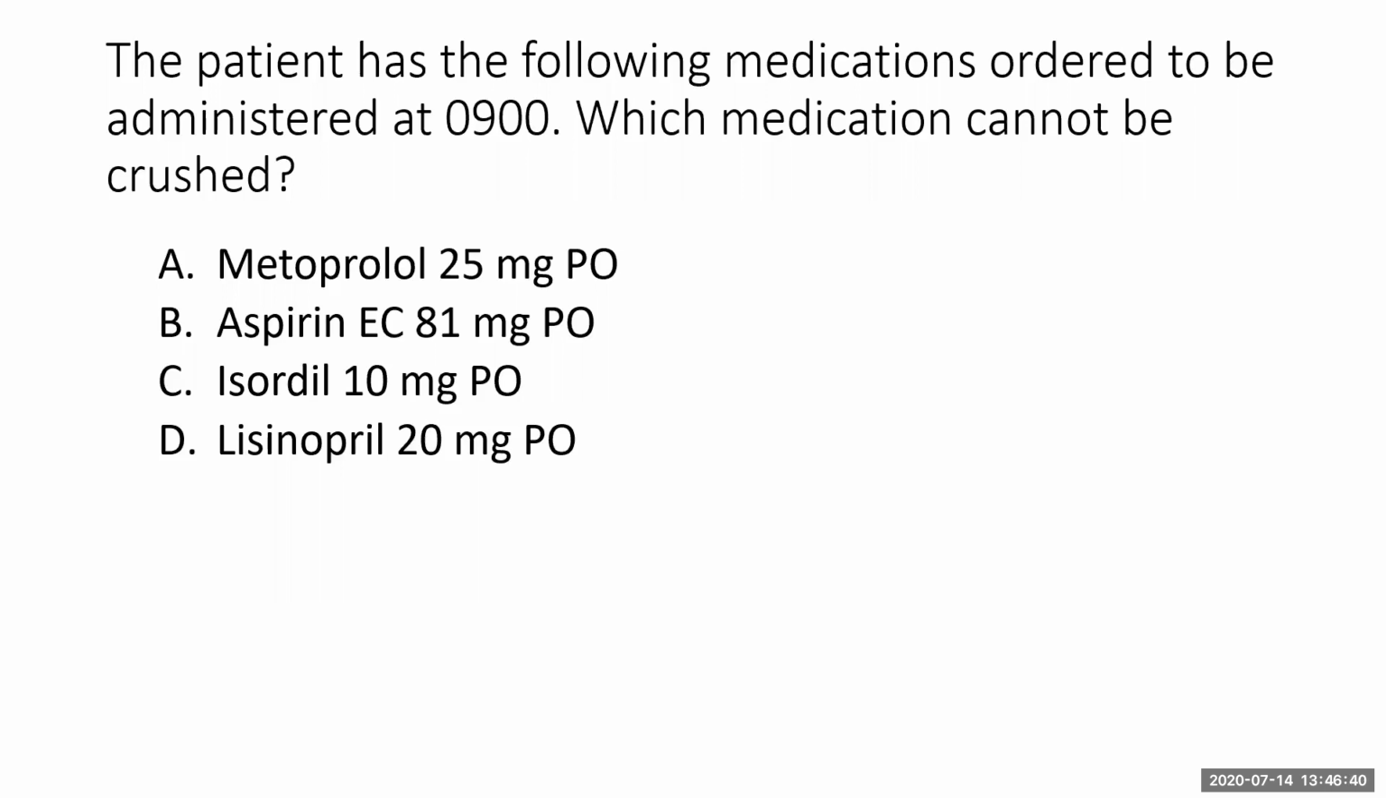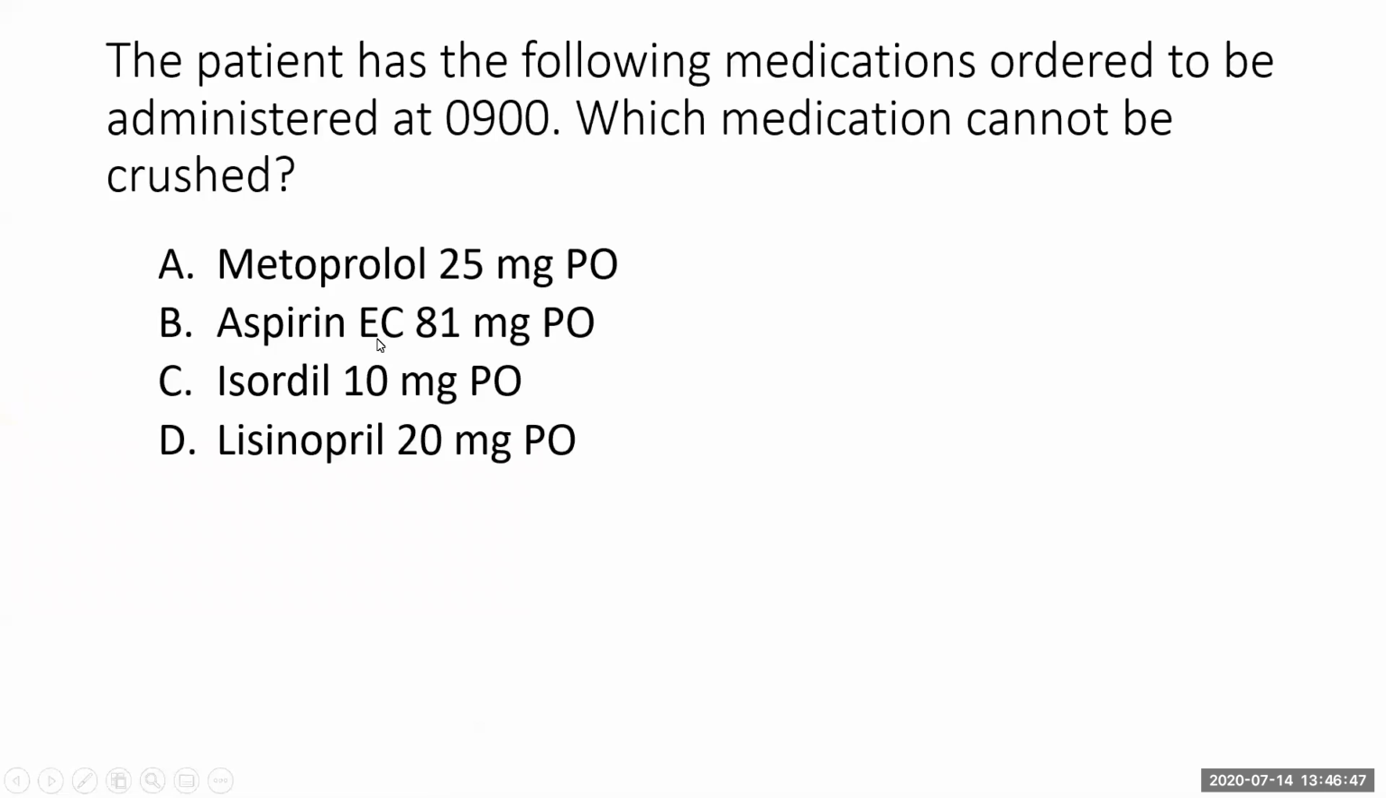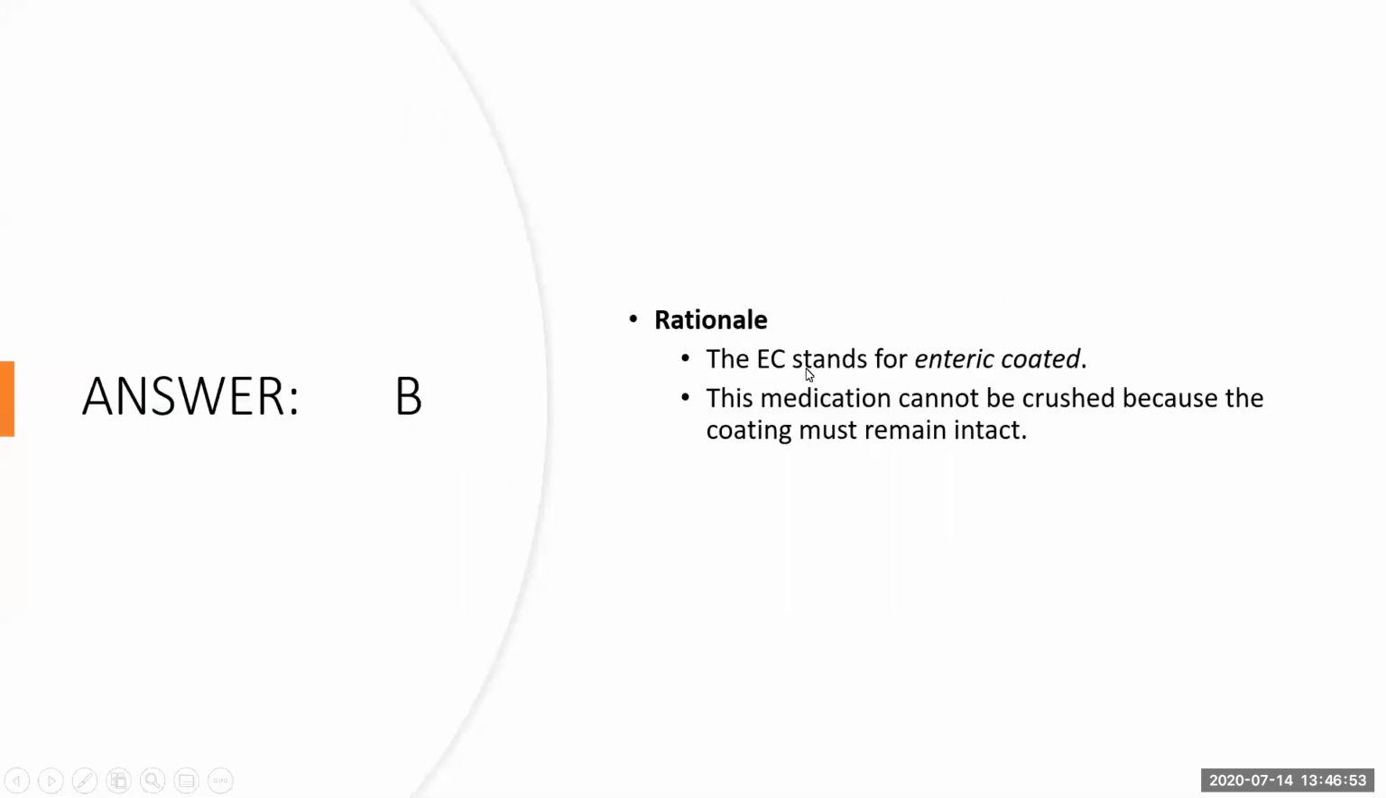Are you ready? Let's see if you were right. The answer is B. Let's go back. B is aspirin EC, which means enteric coated, 81 milligrams PO. The EC means enteric coated. This medication cannot be crushed because the coating must remain intact.